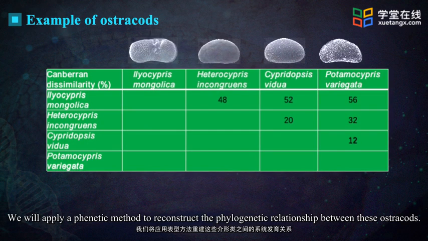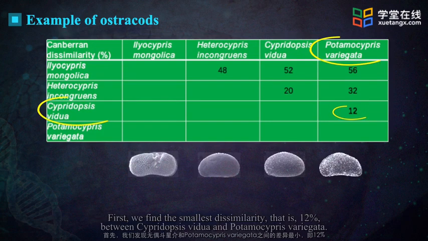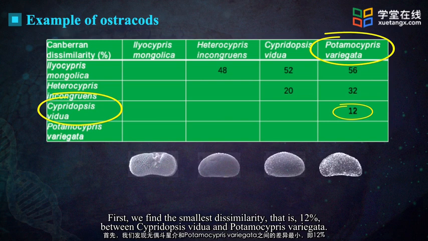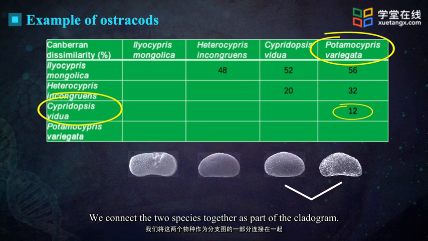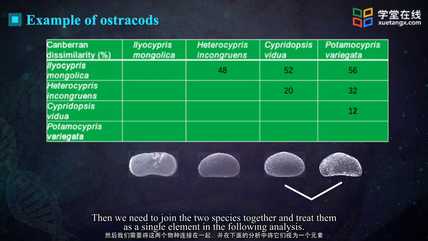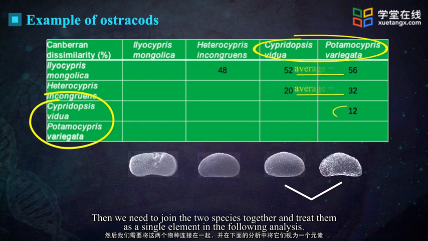We will apply the phonetic method to reconstruct the phonetic relationship between these Austrocodes. First, we find the smallest dissimilarity, that is 12%, between Cyperidopsis vidua and Potamocypris variegata. We connect the 2 species together as part of the cladogram. Then, we need to join the 2 species together and treat them as a single element in the following analysis.